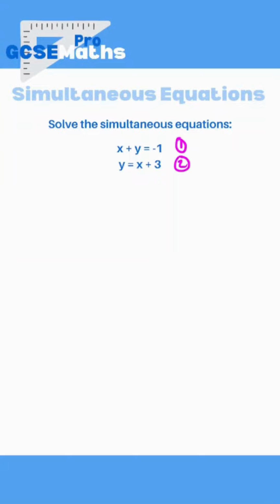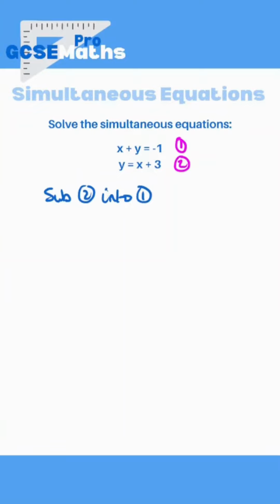The substitution method is where we take one of the equations and substitute it into the other one. We can't solve equations unless we only have one letter, which currently is not the case. Can you see how the second equation already has y as the subject? So what it's saying is y is the same thing as x plus 3. So what I'm going to do is take equation 2 and substitute it into equation 1.